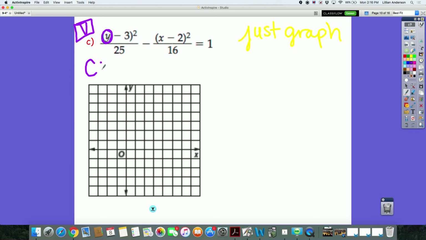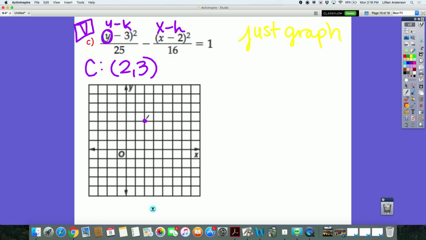Our center is at 2, 3. Be very careful. It's not 3, 2, because it's still h and k. So just because the y's come first, that 3 is still the value of k, and that 2 is still the value of h. So don't get that mixed up. So our center is at 2, 3.